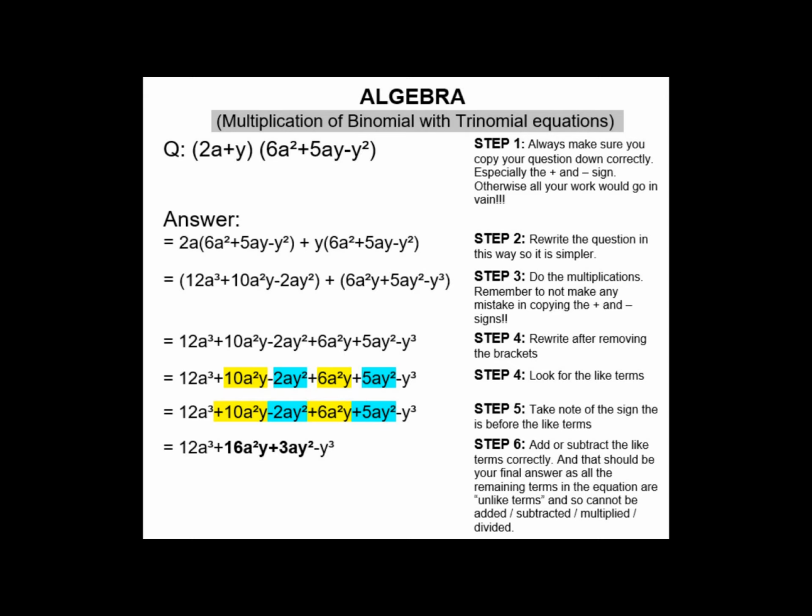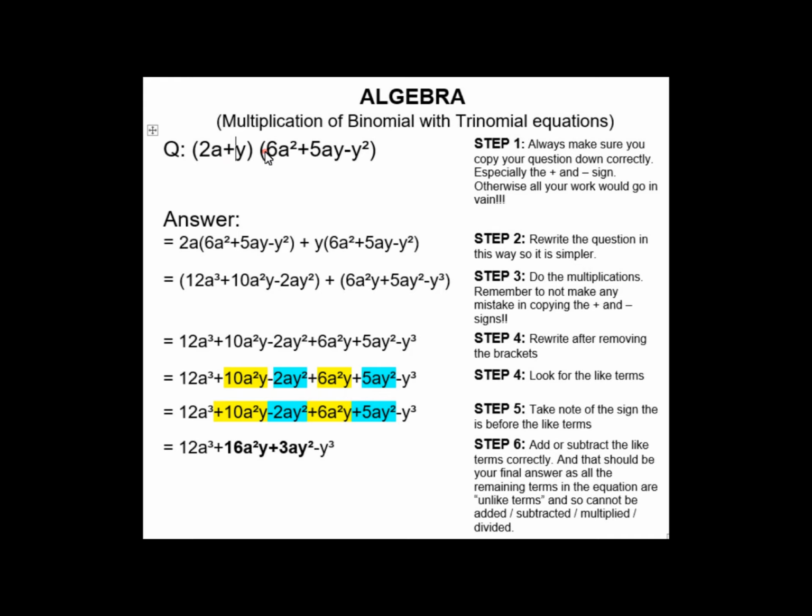We're going to go through this simple algebra sum of multiplying two equations. The first equation is a binomial, and the second equation is a trinomial. So what's a binomial equation? A binomial equation is an equation that has two terms. Here you can see the first term is 2a and the second term is y.